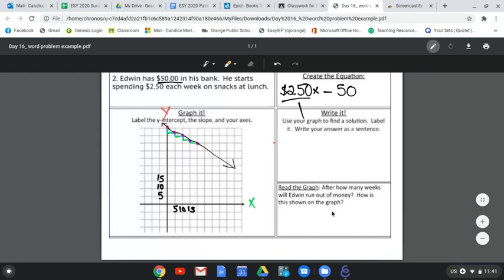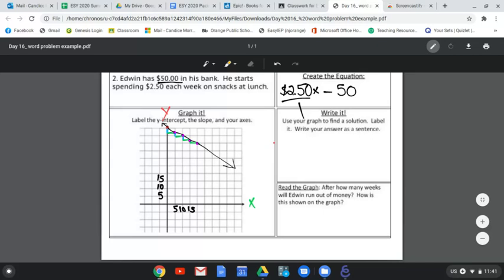So after how many weeks will Edwin run out of money? How is this shown on the graph? All right, so now each of these points equals a week. So this is week 1, 2, 3, 4. So if we do 2.50 times 4, we're going to get 10. And then 50 minus 10 is going to be 40. Right? So we're still $40 up. So this has to be a high number.